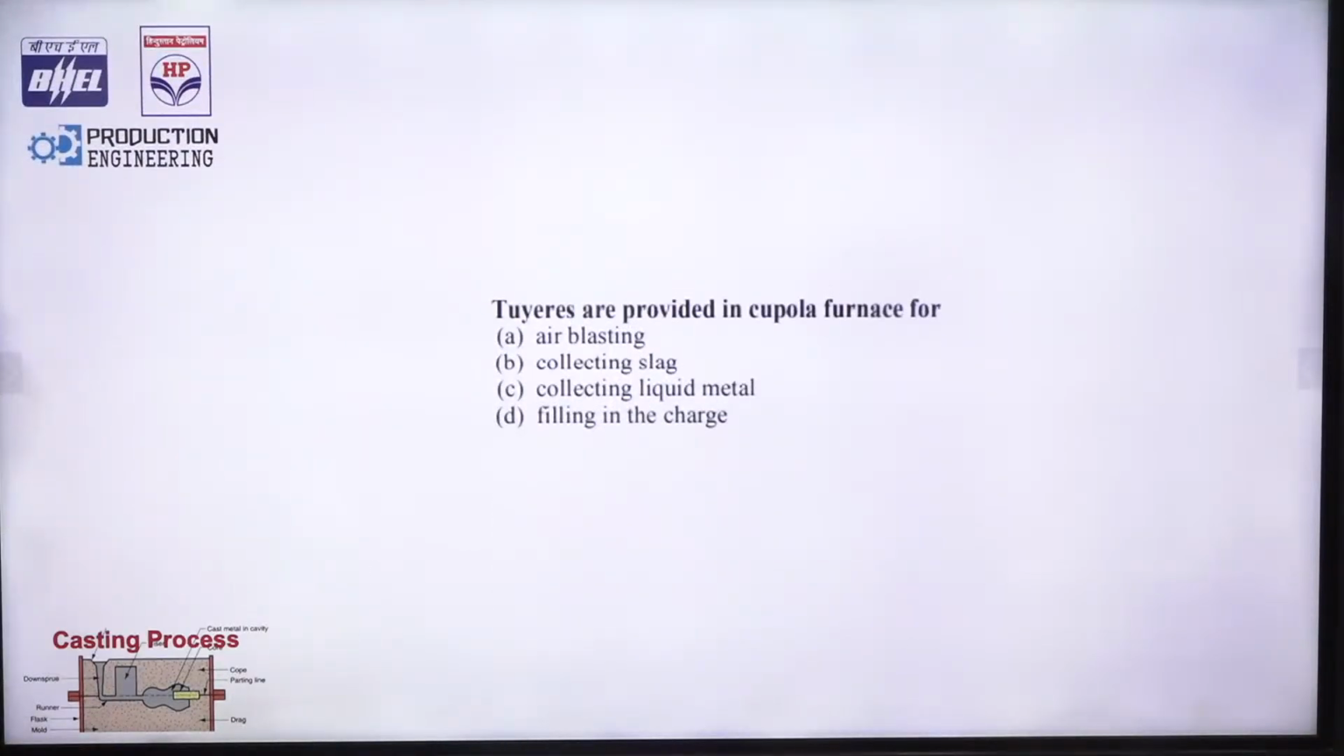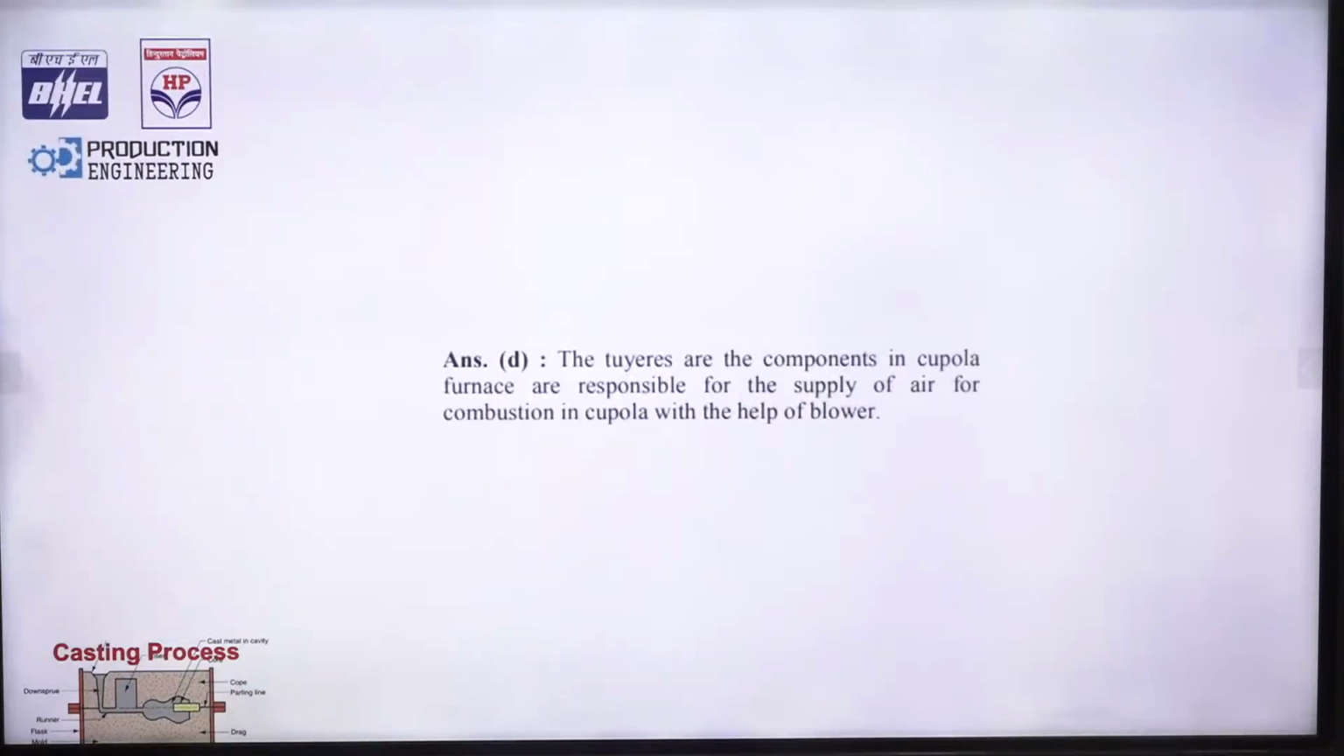What is Tuyere in a cupola furnace? So the cupola furnace is the first furnace. What is the tuyere in a cupola furnace? Any idea about this? Okay. So cupola furnace and types of furnace I will discuss. The supply of air for combustion in the cupola is done with the help of a blower. Tuyeres are basically there to supply the air for combustion in the cupola furnace.